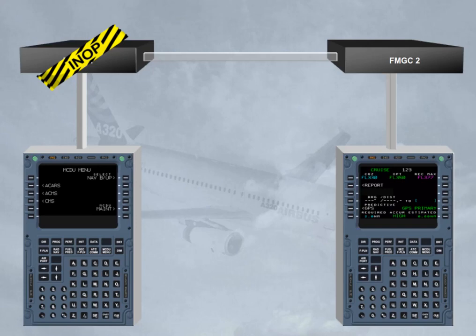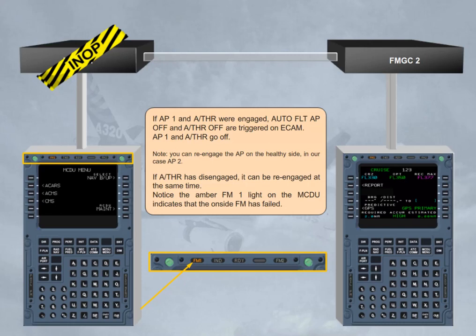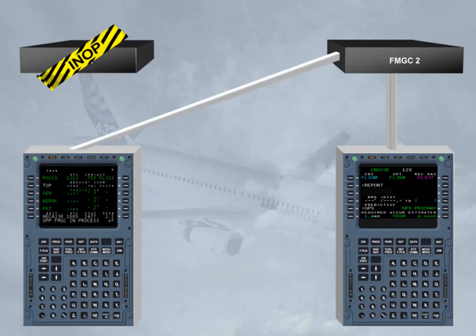Note, you can re-engage the AP on the healthy side, in our case, AP2. If auto thrust has disengaged, it can be re-engaged at the same time. Notice the amber FM1 light on the MCDU indicates that the on-side FM has failed. MCDU1 is now a copy of the other MCDU with the scratchpad message OPP FMGC in process. This mode of operation is called single mode.